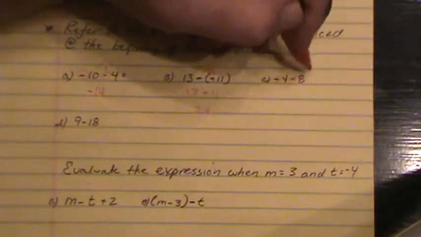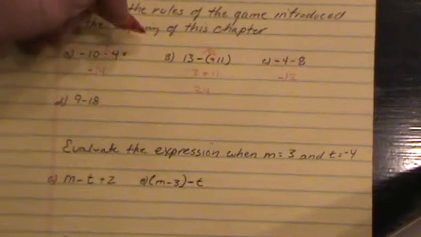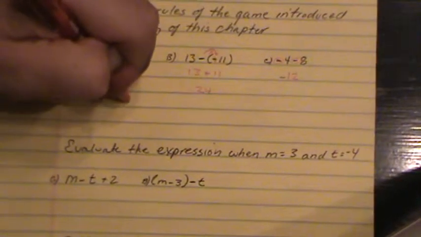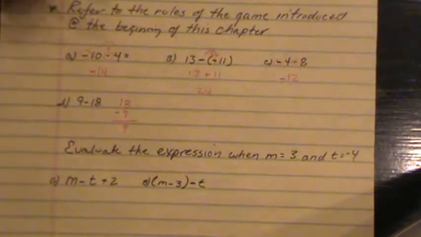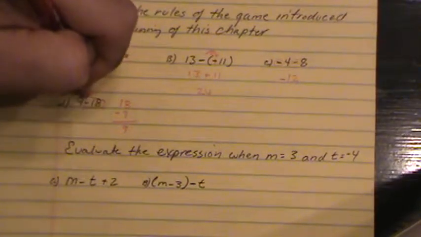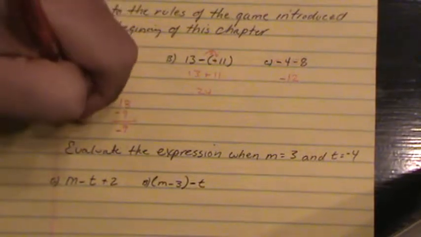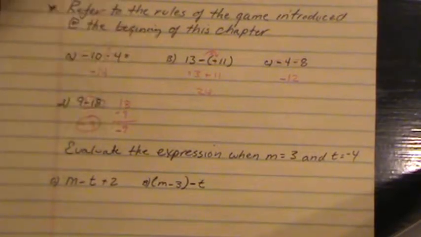C, you have a negative and a negative, like signs, add the two numbers together, so it's 12, and keep that sign, which is a negative. D, you have different signs, so I'm going to take the larger number, 18, I'm going to subtract 9, which gives me 9, and then I'm going to keep the sign of the larger number, which was a negative, so my answer for this would be -9.